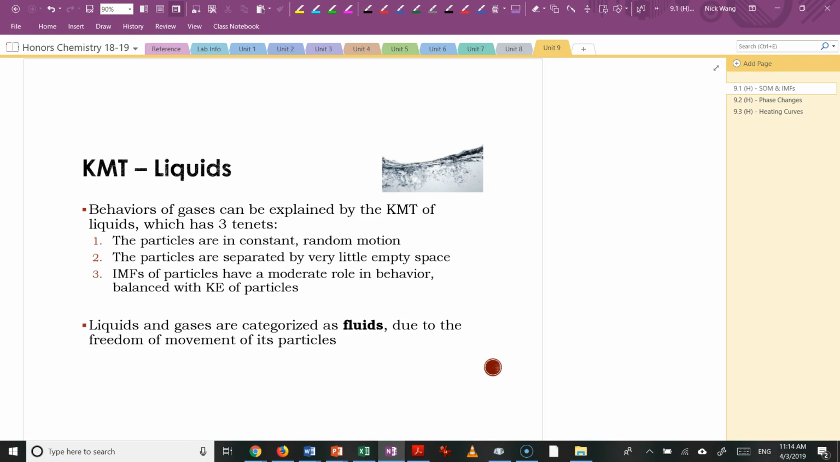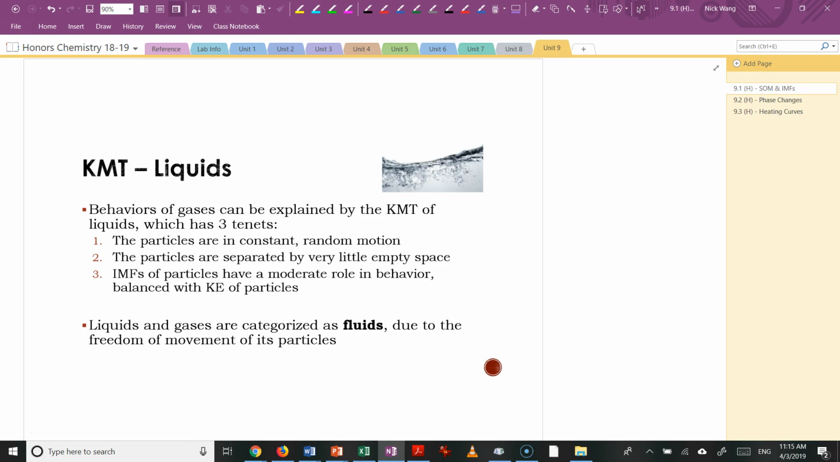And number 3, the IMFs of the particles have a moderate role in behavior, balanced with the kinetic energy of the particles. As a comparison, remember the intermolecular forces of gases are practically negligible. I mean, they're present, but for the whole big picture, it doesn't really play a big role. Liquids, however, they play a moderate role. They're still around. They do hold these particles reasonably close and don't allow them to freely move about.